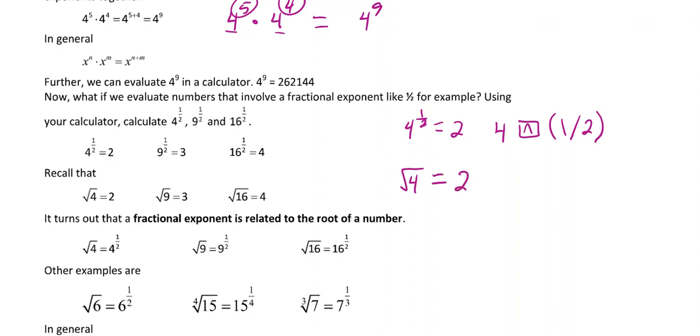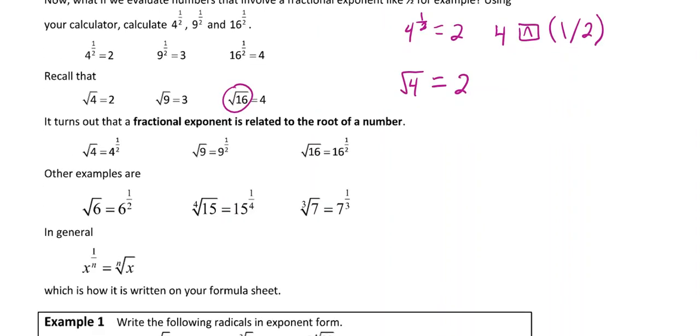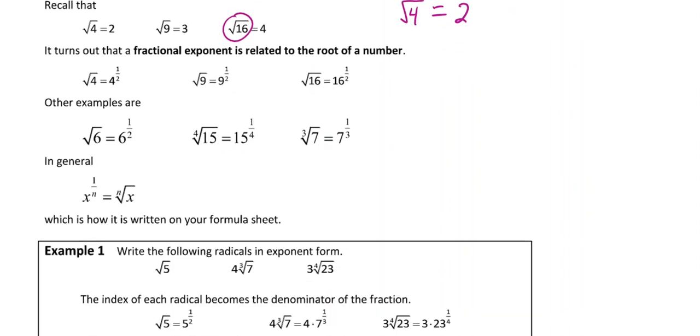So we have a new way of writing these things. Let's just do these examples. If I had 16 to the power of a half, we could just write that as the square root of 16. They're the same thing. So we're going to be making those connections between radicals that we were doing and exponents. Fractional exponents really are just another way to write radicals.